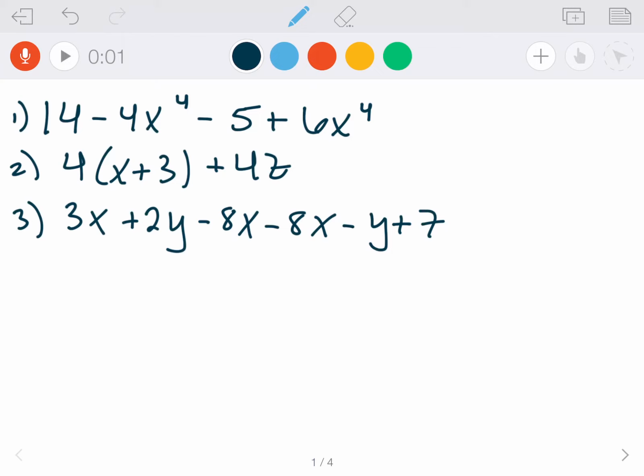Hi Sylvia. I just got your email and I saw a couple problems. Some of it didn't come through 100%. So from what I read in your typing, I think these are the three you're looking at, and you're looking at how to combine like terms.